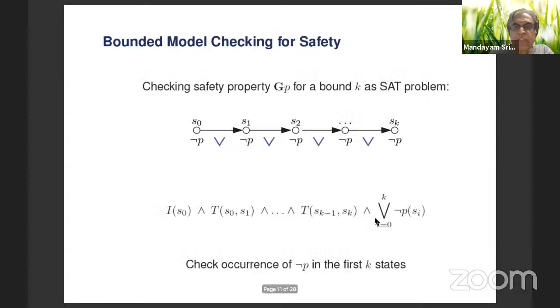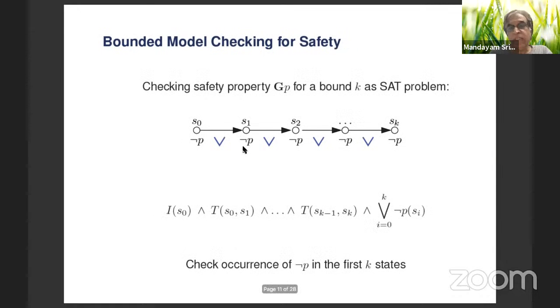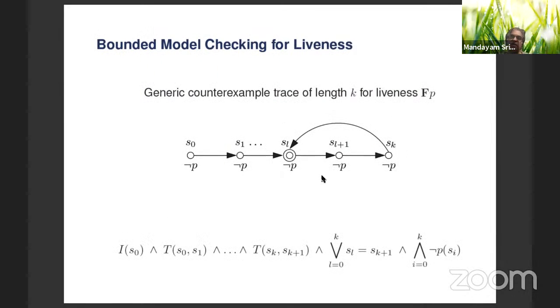So you could do a similar thing. I'm illustrating it for a simple invariant property. How about a liveness property? As you can see, for safety properties the counterexample is finite, whereas for a liveness property, let's suppose that you want to check F of P, that you want to check if there is a violation of something eventually holding, some predicate eventually holding.